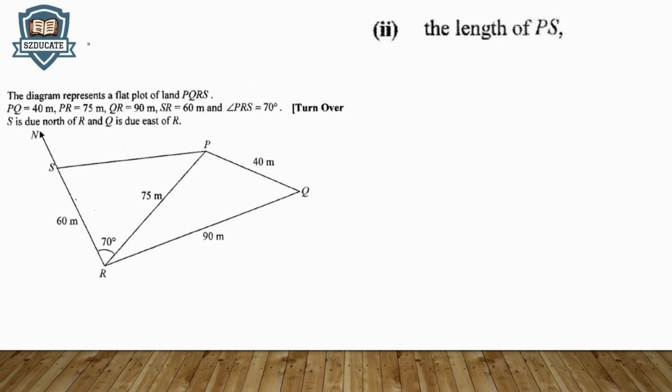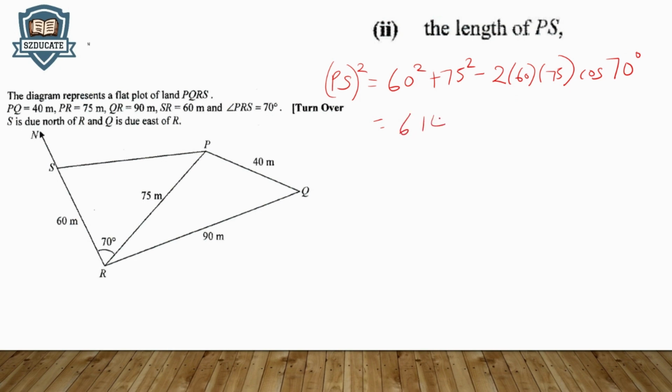Okay. Part 2, the length of PS. Now, PS is here. It seems that this looks like cosine rule to you. So PS square is equal to 60 square plus 75 square minus 2 times 60 times 75 cosine 70 degrees. And then you press in your calculator, you get 6146.8. And this is still PS square. Of course, we want to find PS, so we square root, and we get 78.402.